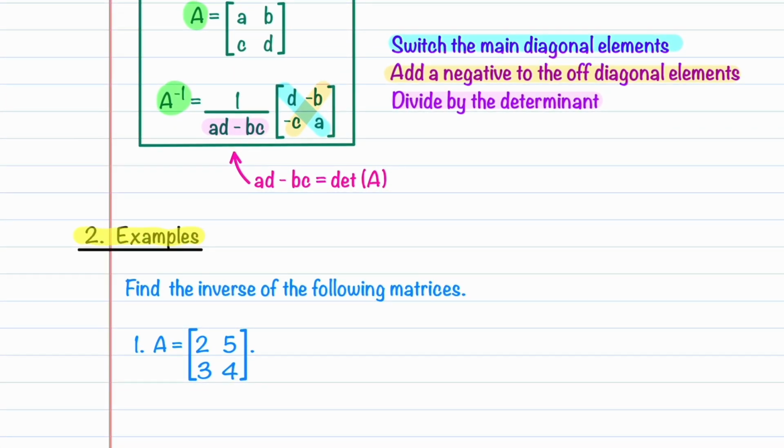Let's now walk through some examples. We're going to do two examples, and in each example, we're going to find the inverse. Let's look at our first example. We're going to use the formula from up above.